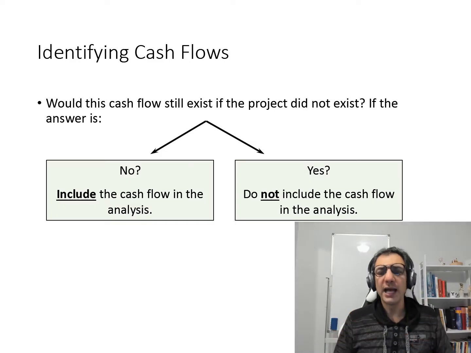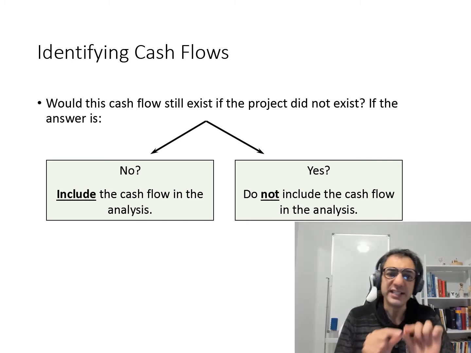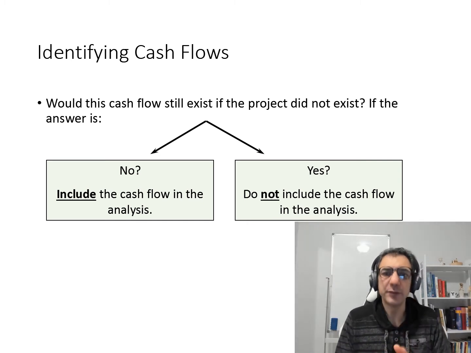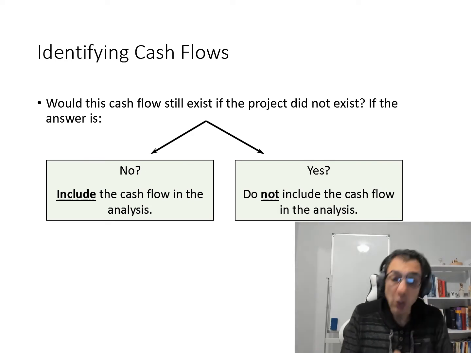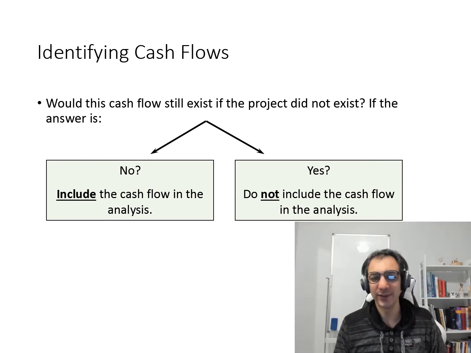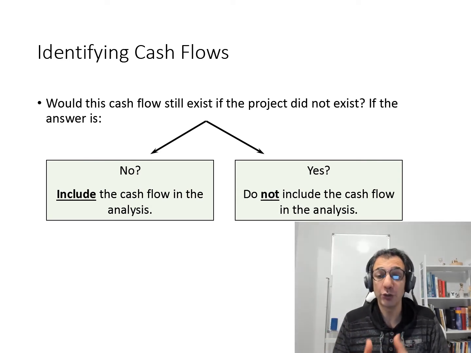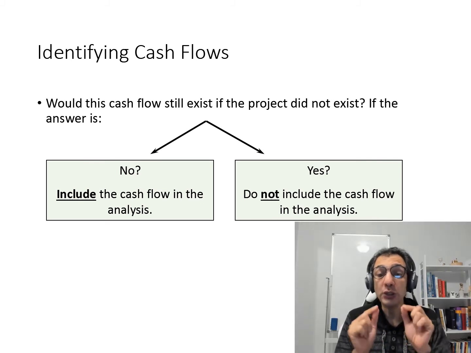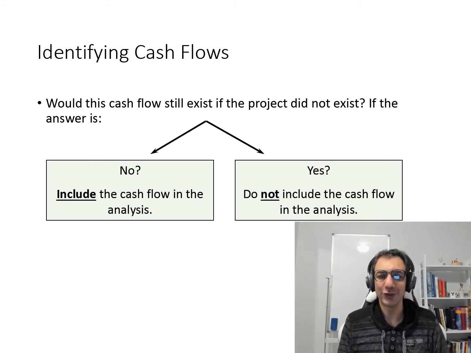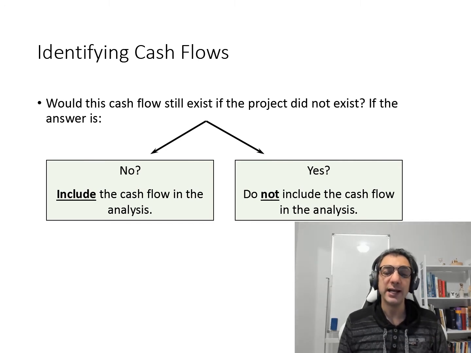The question you can ask yourself here is, would this cash flow still exist if the project didn't exist? If the answer to this question is no, you should include this cash flow in your analysis. If the answer is yes, so it doesn't matter whether you had this project or not, in this case, do not include it in your calculation. We call that an irrelevant cost. So don't include those cash flows in the project analysis.